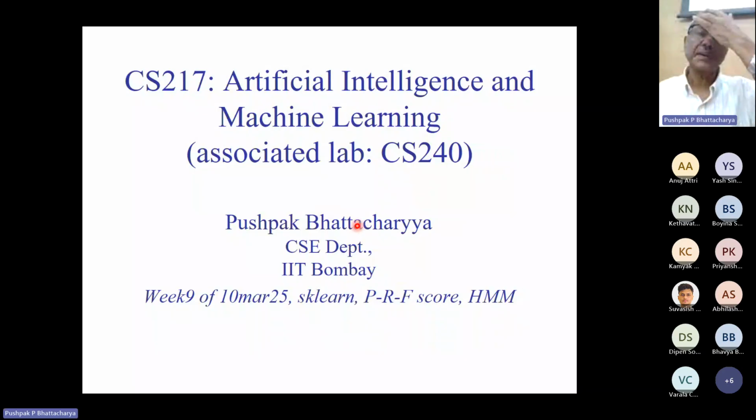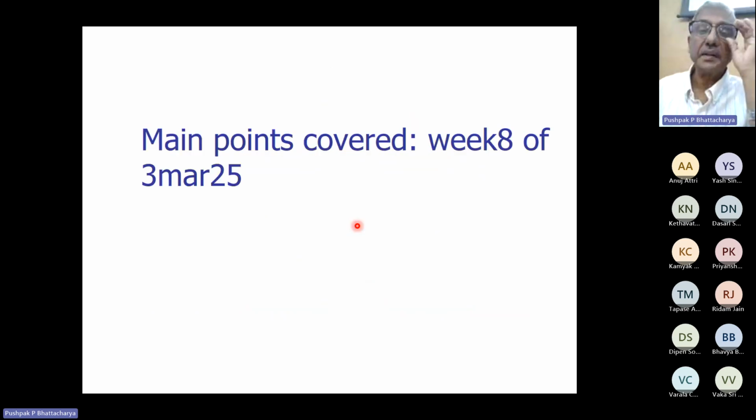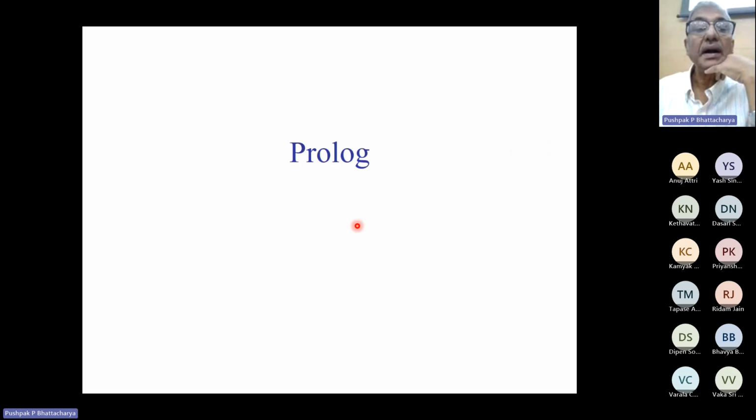So, this week's plan is to do a little bit of sklearn, which you'll have to use for your assignment now. And then we are going to start hidden Markov model, which is another very important machine learning technique, mainly for sequence labeling.